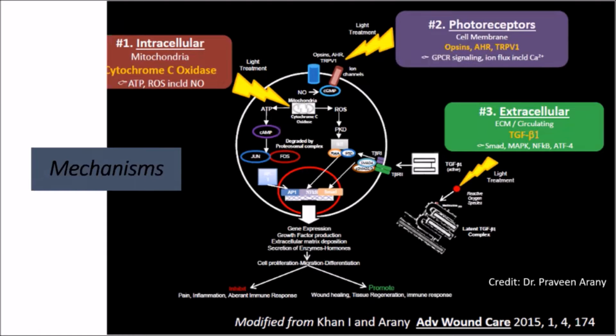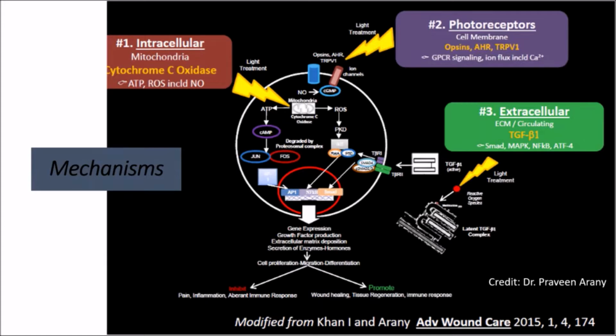In the last few years, we have gained much in the understanding of the mechanisms for photobiomodulation or laser therapy. Those mechanisms can be broken up into three main categories: intracellular, the photoreceptors on the cell membrane, and extracellular. Anyone who attends a lecture on laser therapy will hear about the effect on the cytochrome C oxidase, the terminal enzyme in the respiratory chain. This is where the increase in energy production happens in the mitochondria.